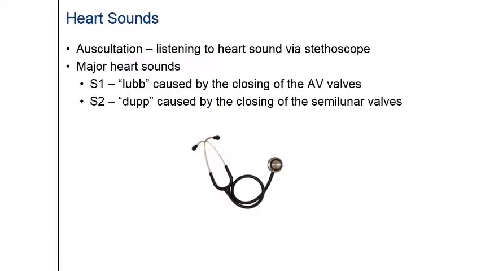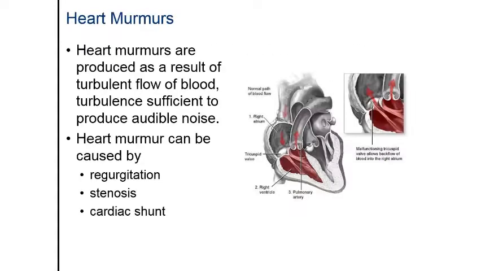Now we're going to talk about heart sounds. The heart makes two sounds. Typically, you can hear that with a stethoscope. The first sound is caused by the closing of the AV valve, and the second sound is caused by the closing of the semilunar valve. When they close, it's like slamming a door. It creates a sound, and you can hear that sound from a stethoscope.